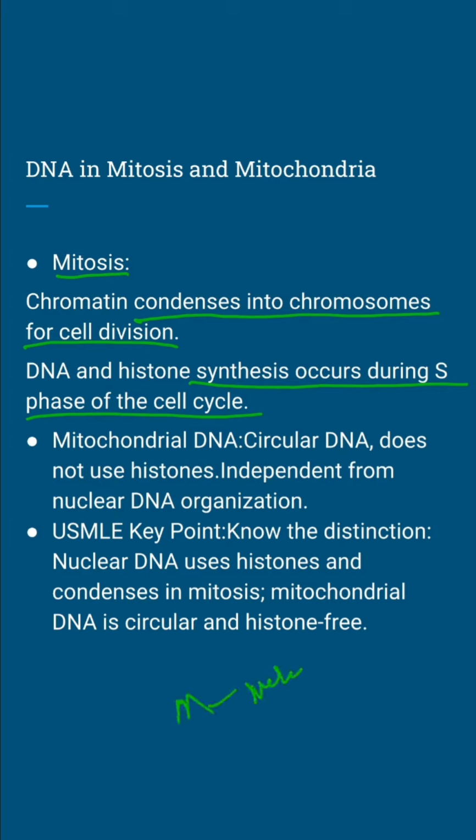Now here's the curveball. Mitochondrial DNA. Unlike nuclear DNA, mitochondrial DNA is circular and doesn't use histones. It's independent, like a little genetic island in the cell. This distinction is huge for Step 1. Nuclear DNA is linear, histone bound, and condenses in mitosis, while mitochondrial DNA is circular and histone free. The USMLE key point here: know the difference. They might ask you to compare nuclear and mitochondrial DNA or tie this to a clinical scenario like mitochondrial disease. Either way, you're ready.